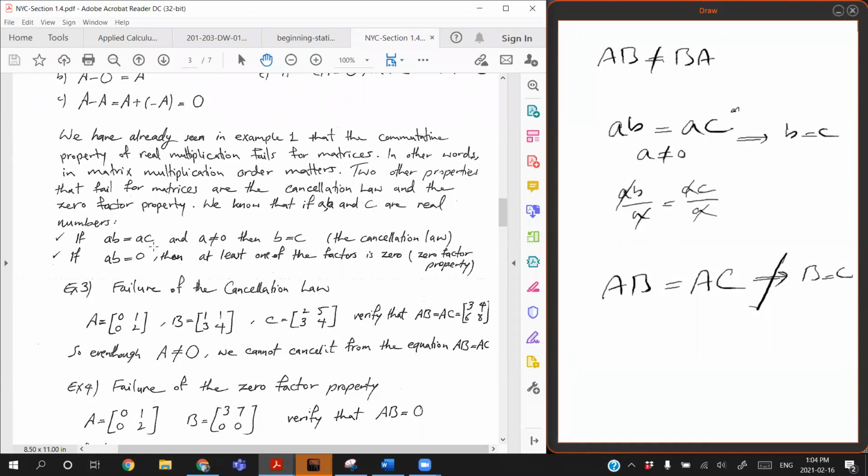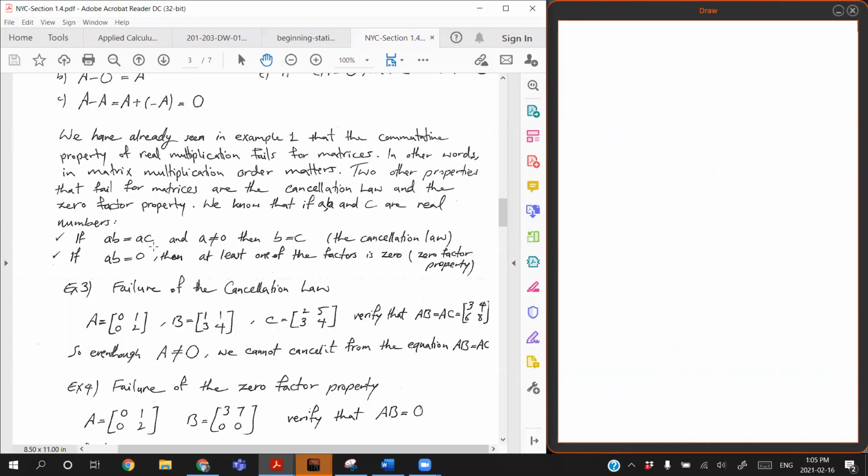What about the zero factor property, which I just mentioned? If AB is 0, that implies that either A is 0 or B is 0. That doesn't work with matrices. If AB, and notice that here A and B are both matrices, is equal to the 0 matrix, that does not imply that either A is the 0 matrix or B is the 0 matrix. Is that clear? So do not confuse these two.